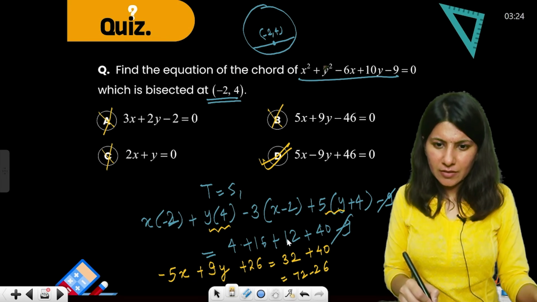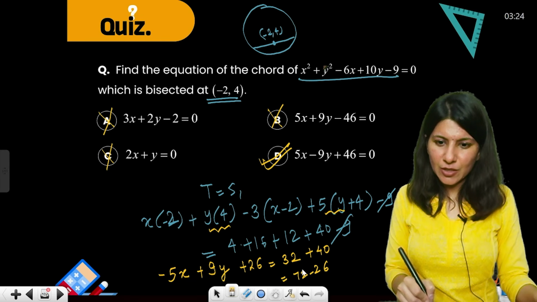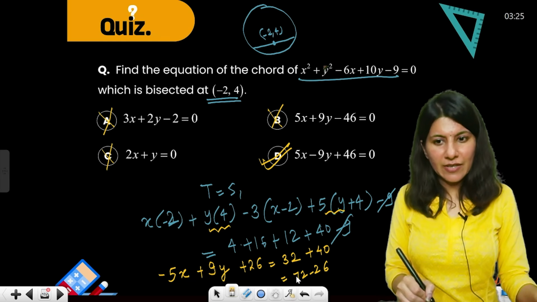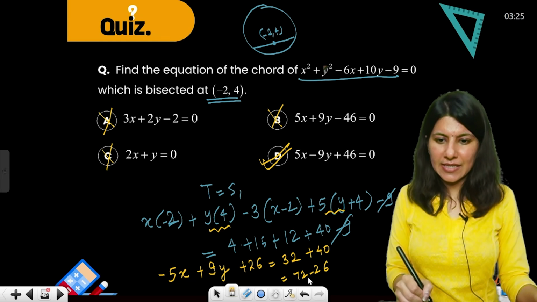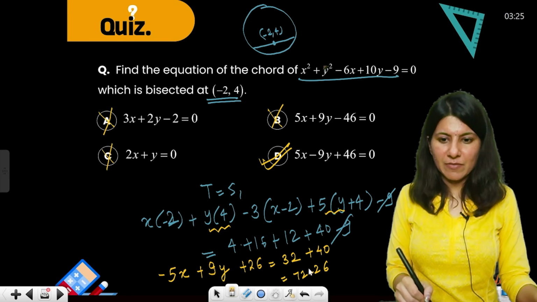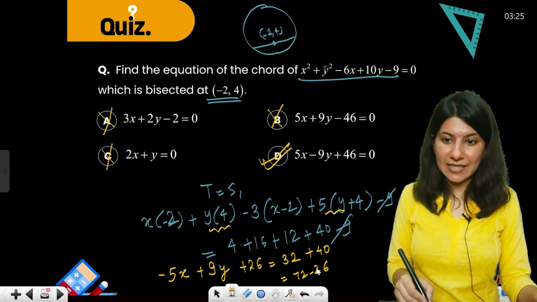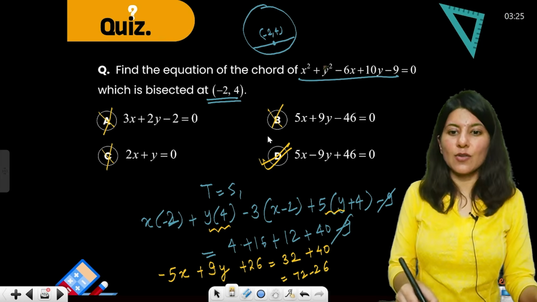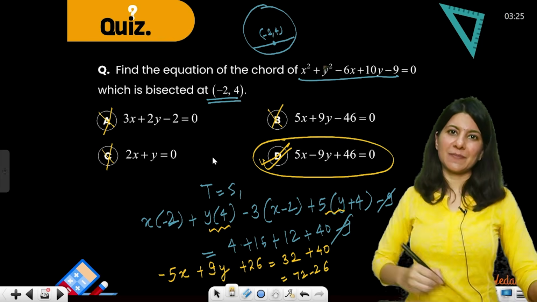16 plus 16, 32, 32 plus 40, 72. And from here plus 6 and 5 4s are 20. 72 minus 26 is 46, right? Yes, 46. So yes, option D is absolutely matching.